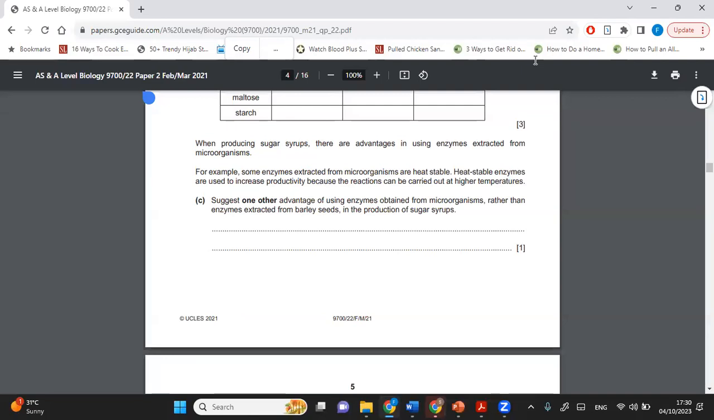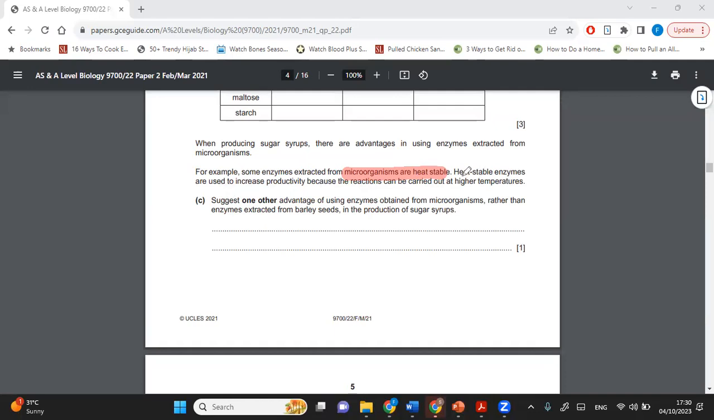of sugar syrup. So they're basically saying that if I am getting an enzyme from a microorganism, it's going to be heat stable. The enzymes we get from microorganisms are heat stable, right? Heat stable enzymes are used to increase productivity because, of course, they're heat stable. So even if the temperature increases, even if we are doing it at a high temperature, we are still going to be able to utilize that enzyme for the reaction because it's a heat stable enzyme, right?